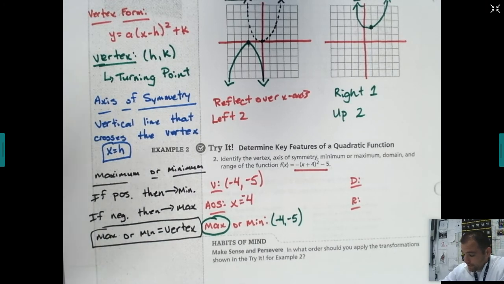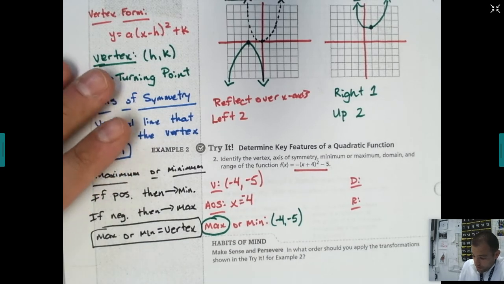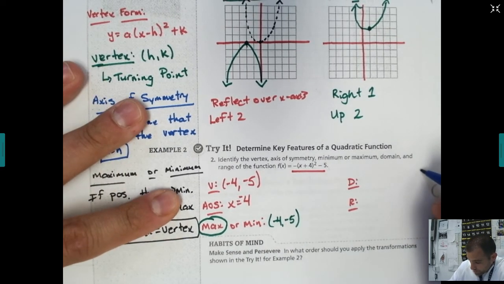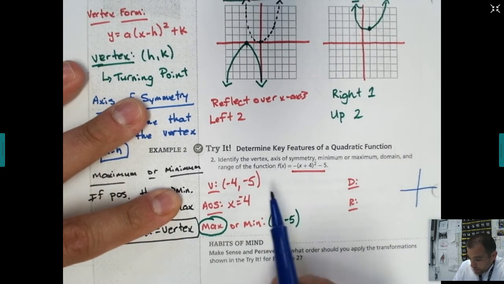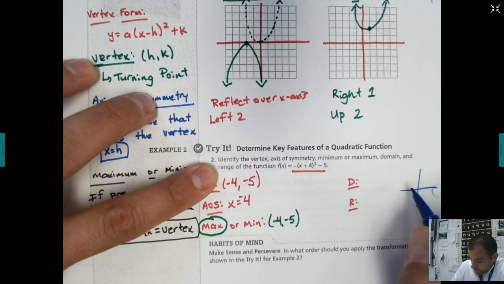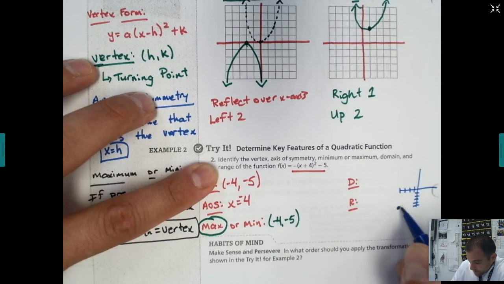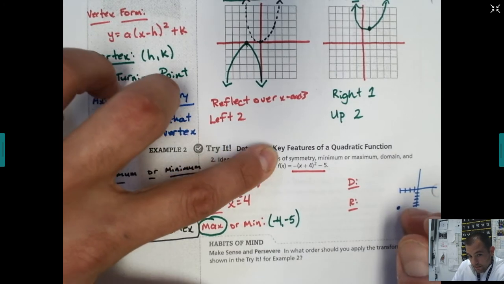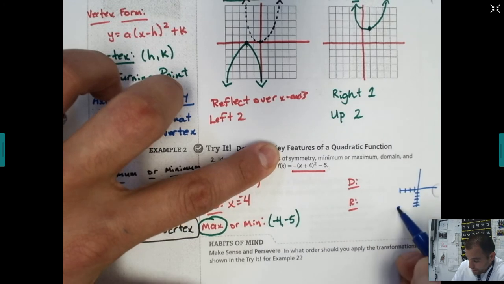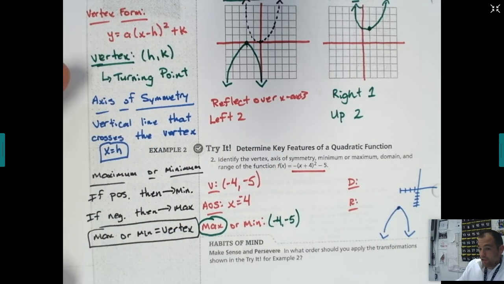The domain and range is a little bit trickier just because you don't have a graph. So to make our lives easy, we're going to sketch a little graph. I already know my vertex is -4, -5. So -1, 2, 3, 4, -5, 1, 2, 3, 4, 5. So my graph is going to go like that. And then there's a negative in front, so it goes down. So here's what my graph looks like. And again, you have Desmos, right? So you don't have to do it by hand. You can just type it in and see what it says.